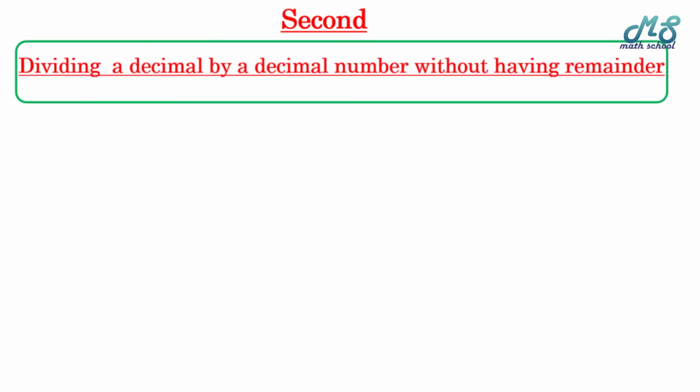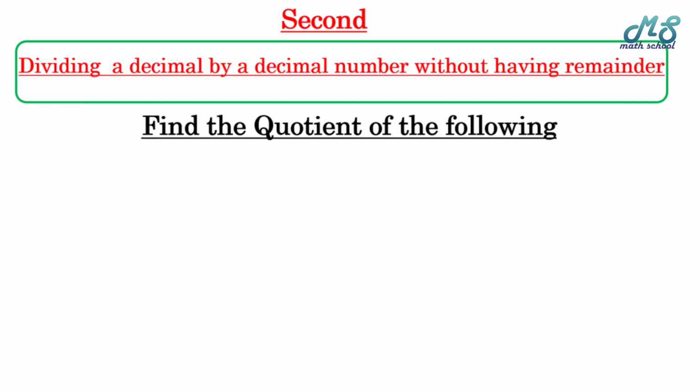Second, guys, dividing a decimal by a decimal number without having a remainder. It's easy. Find the quotient of the following. First, guys, 38.64 divided by 8.4. Now, guys, we have a decimal number, which is 8.4. By the same way, apply the same steps. You have to make it a whole number. How, guys? Multiplying by 10. Now, multiply the dividend by 10.